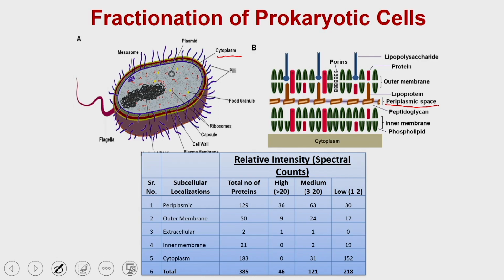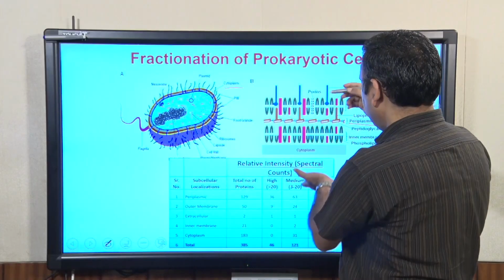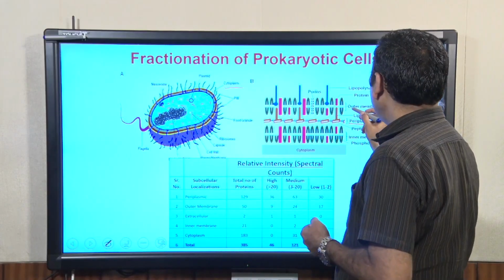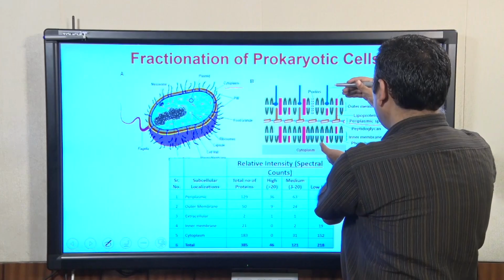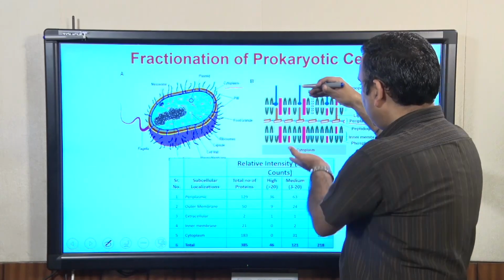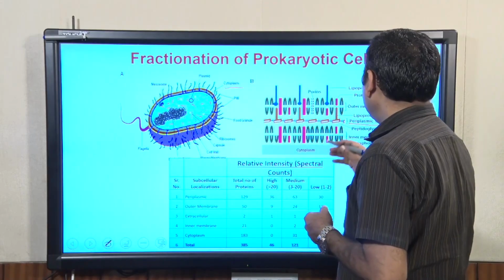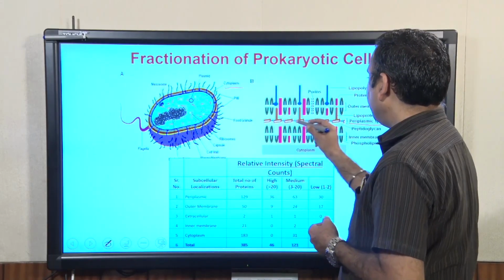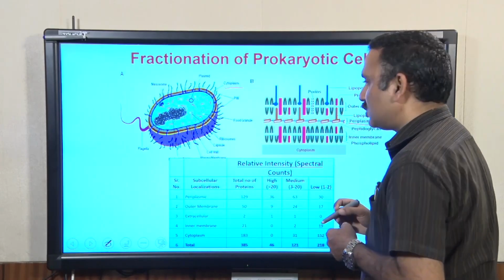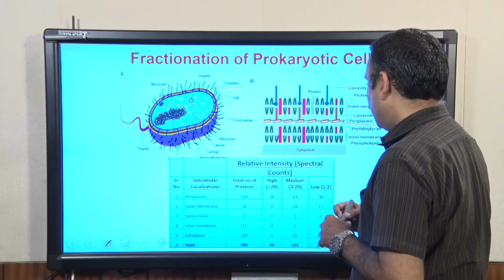So, what is the periplasmic space? The periplasmic space is the space present in between. Within the cell wall you have the outer membrane and then the inner membrane, and in between there is a space called the periplasmic space, and this space can be used for storage of different types of proteins.